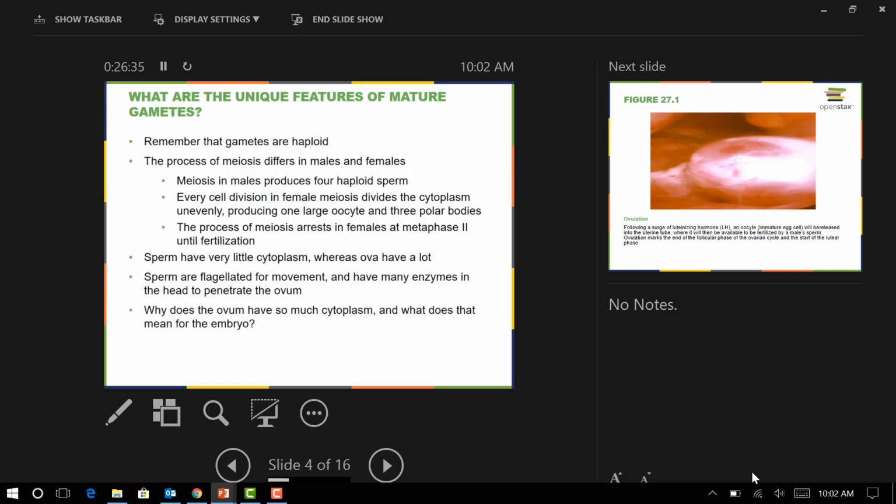All right. So, why does the ovum have so much cytoplasm? Why is the ovum so big? And what does that actually mean for the embryo? Think about that. The embryo doesn't come until fertilization has taken place. The zygote starts to divide, and now you have an embryo. What does that actually mean for that embryo, thinking about the fact that most of its cytoplasm came from a very specific place? Take a couple of minutes, talk through this, and come up with some ideas of what this means for the embryo, and also some ideas of why the ovum has so much cytoplasm. All right, starting now.